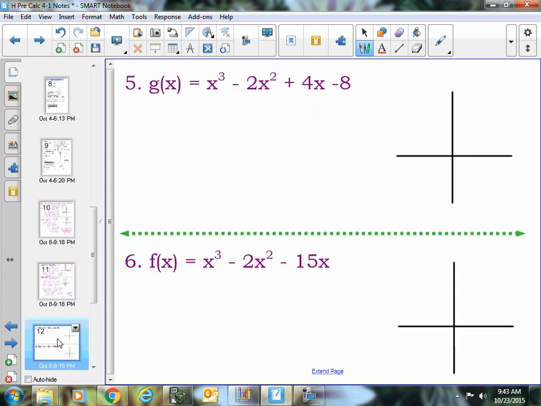All right, let's move on to degree 3. So try a couple degree 3. When you solve degree 3, you're looking for the same thing.